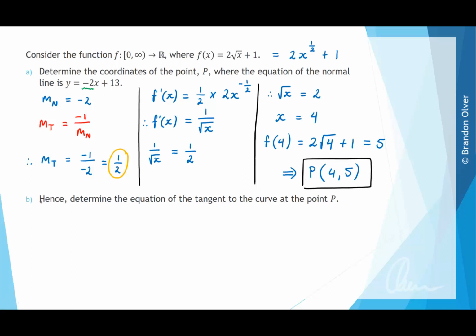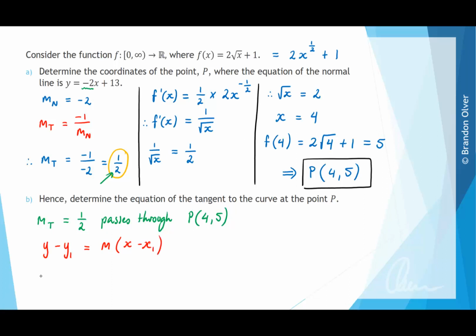For part B, it says, hence determine the equation of the tangent to the curve at the same point P. We already know that the gradient of the tangent is equal to 1/2, and that was found back up here. We also know that it passes through the point P, which has the coordinates 4, 5. As we have the gradient and the point that it passes through, we can use the formula y take y1 is equal to m, the gradient, times x subtract x1 to find the equation of a straight line.